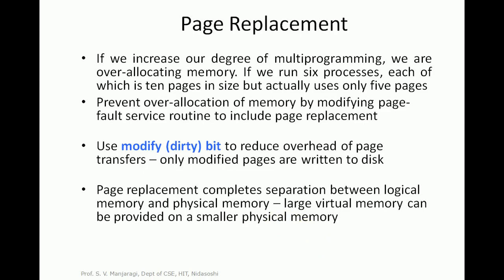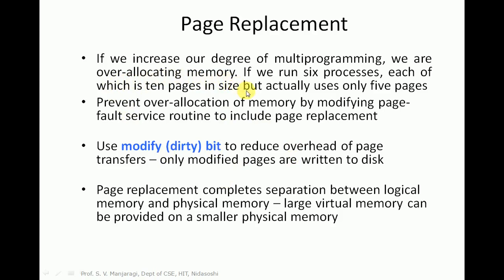If we increase our degree of multiprogramming, then we are over-allocating memory. What is the degree of multiprogramming? In a multiprogramming environment, we bring multiple programs into memory which are executed concurrently. If you want to increase the degree of multiprogramming, that is, execute more programs simultaneously by bringing those processes into memory simultaneously, that may result in over-allocation of memory.